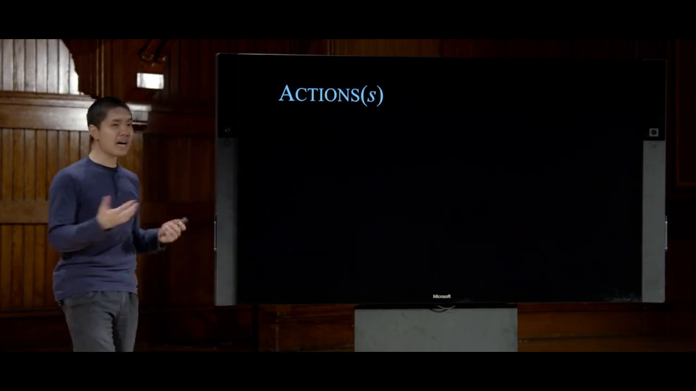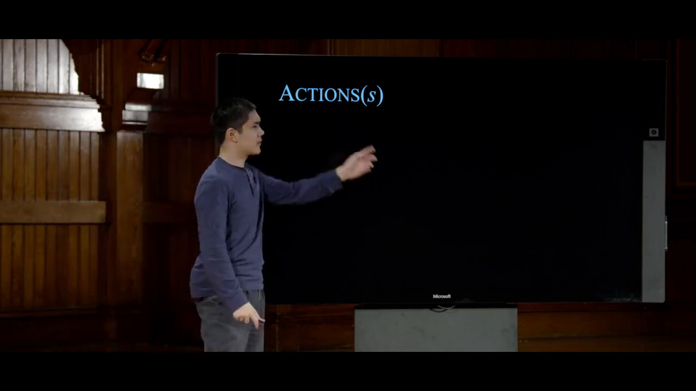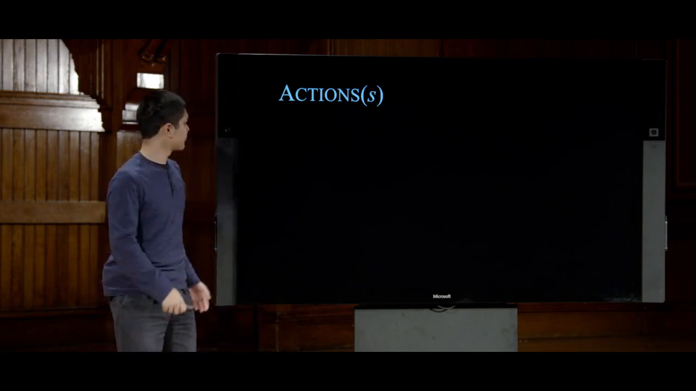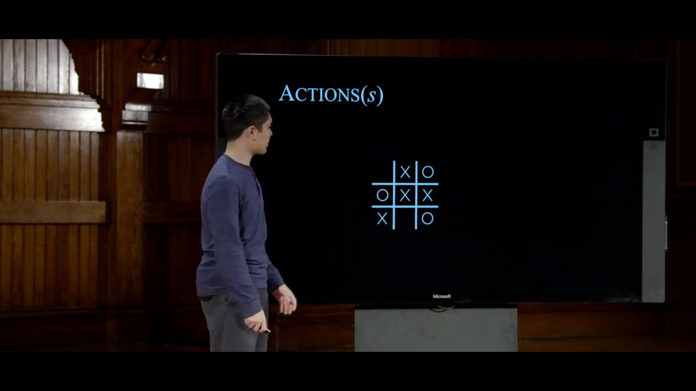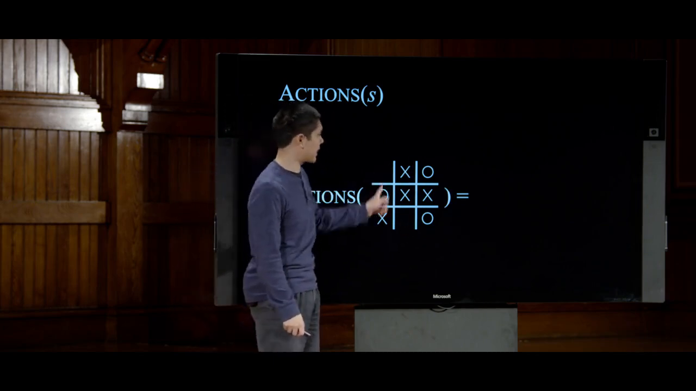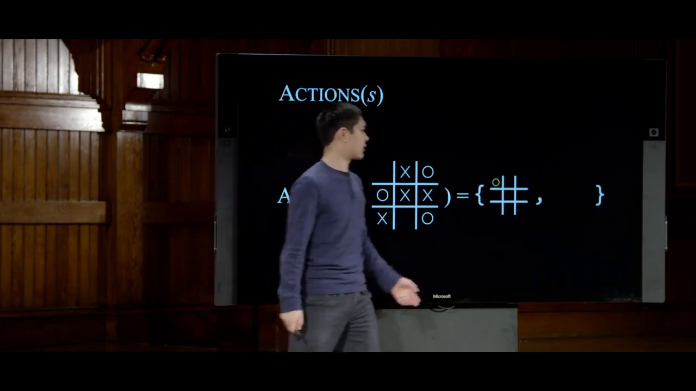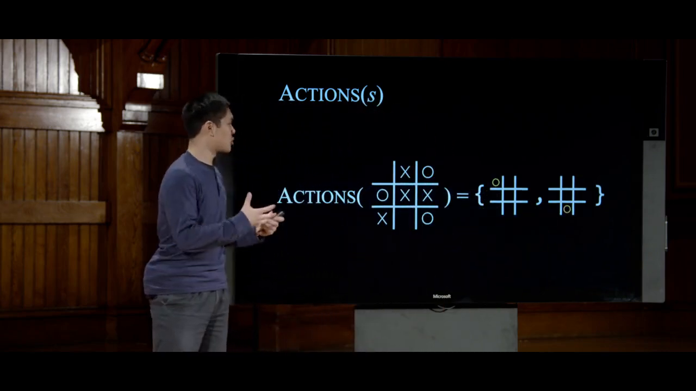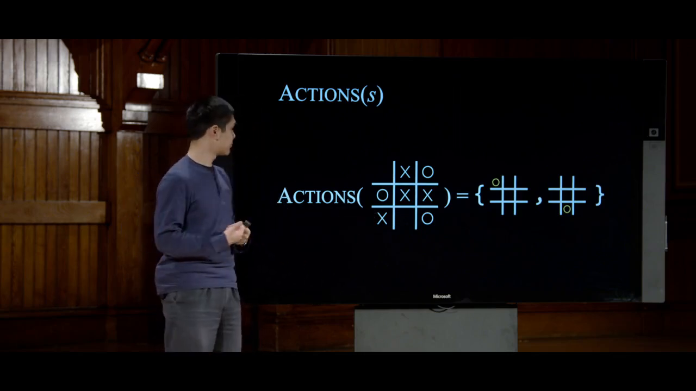Next up, we'll consider the actions function. The actions function, much like it did in classical search, takes a state and gives us the set of all of the possible actions we can take in that state. So let's imagine it's O's turn to move in a game board that looks like this. What happens when we pass it into the actions function? The actions function takes this state of the game as input, and the output is a set of possible actions. It's a set of I could move in the upper left, or I could move in the bottom middle. Those are the two possible action choices that I have when I begin in this particular state.